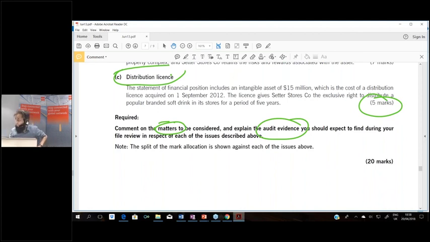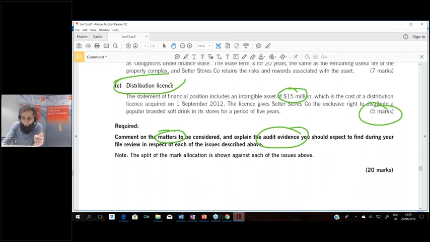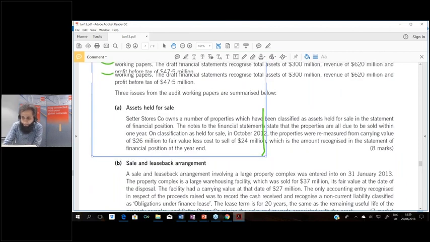Okay, all of you have read the distribution license? Okay, comment on the matters and explain the evidence you should expect to find in the file. See how quickly I'll go down with it. The distribution license is recognized as intangible at $15 million. So I'll go up and see $15 million. How much is the total assets of the company? The total assets of this company is 300 million. Okay, that's good enough. 300 million.